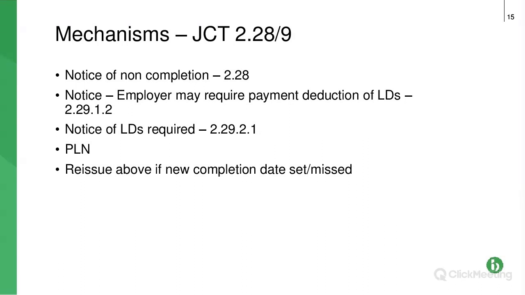The mechanisms, so this is JCT. I want to skip this, but why I've included it in these slides is to give you a full picture. So this gives you the summary of the notices that the employer has to give in order to deduct liquidated damages. So there are 4 notices there. So, check, make sure they have given those notices, because without them, they can't deduct liquidated damages.